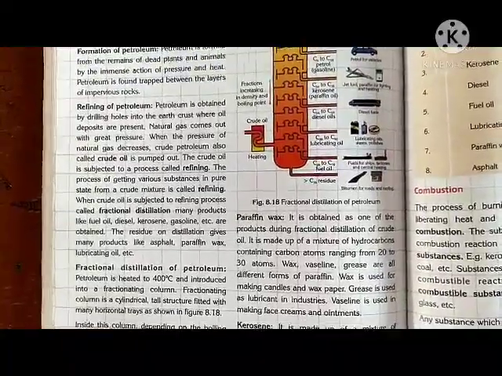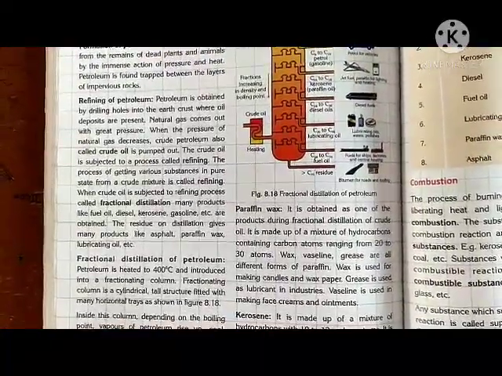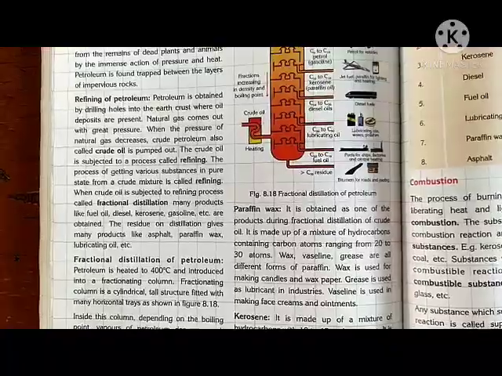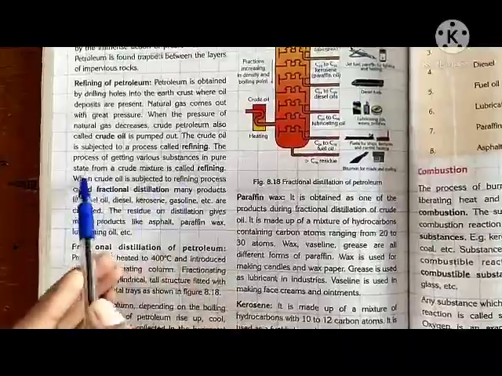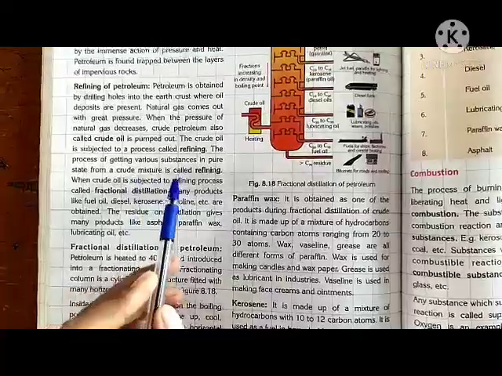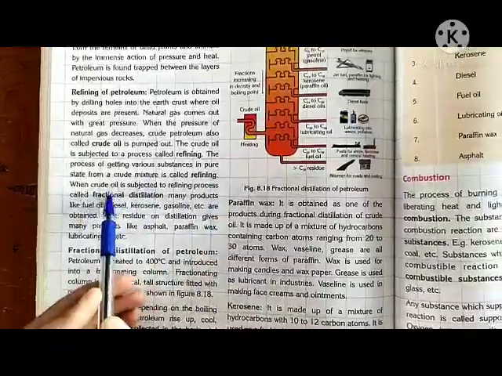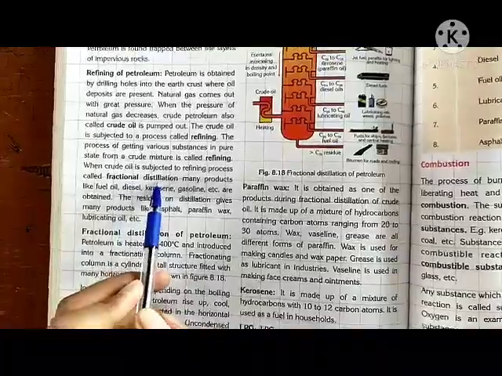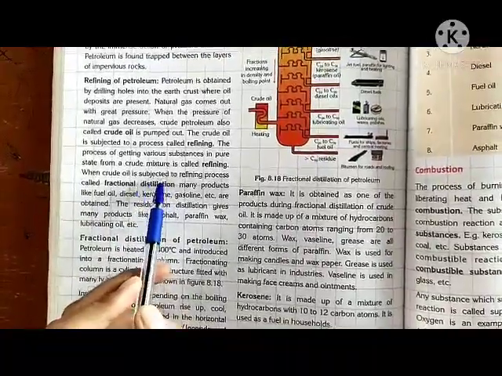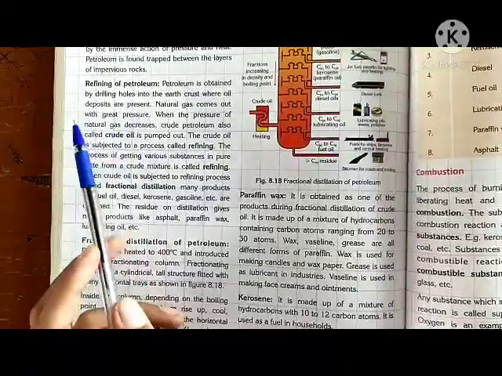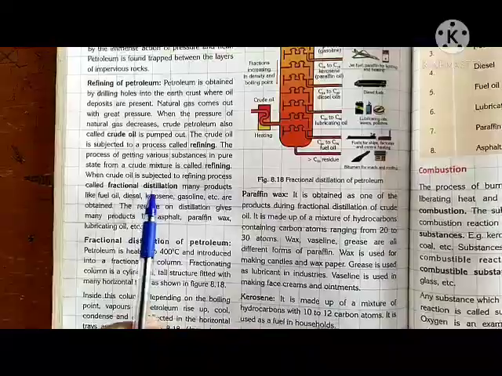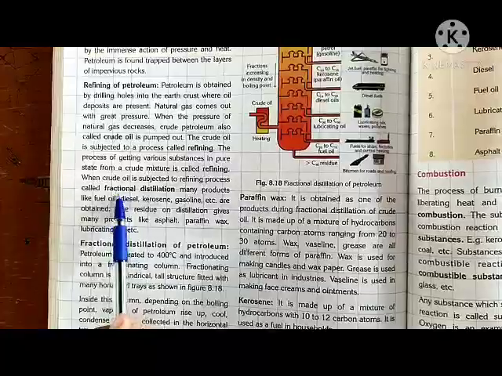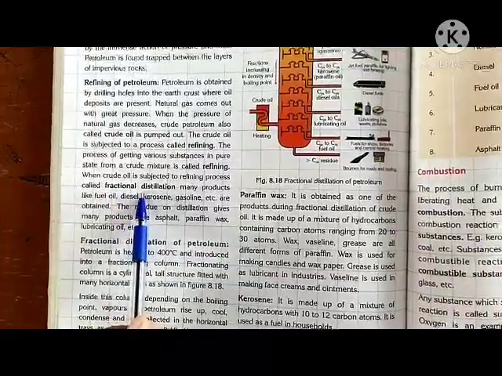Because after refining only, you can get petroleum from the crude oil. The process of getting various substances in pure state from a crude mixture is called refining. When crude oil is subjected to the refining process called fractional distillation, it means the crude oil is refined by the process of fractional distillation.